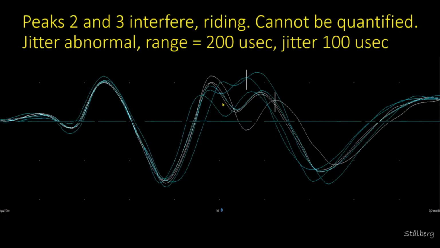Here is another situation where we trigger here. We have some fluctuation in the baseline, and here the riding is very severe. So the first peak of signal number three, 1, 2, 3, here is the earliest number three, and here's the latest number three, and we have a range here of about 200 microseconds, and that corresponds to a jitter of about 100, so that is definitely abnormal. But it's very difficult to measure this variability, but you can see with the eye the variability.